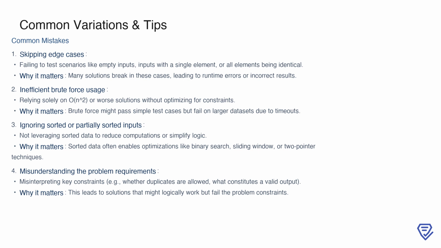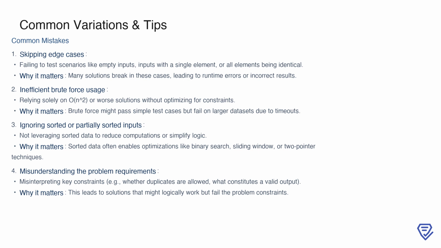Another mistake is relying on inefficient brute force approaches. While these methods are easy to write, their time complexity, like O(n²) or worse, can cause them to fail on larger datasets due to time limits. Additionally, ignoring the properties of sorted or partially sorted inputs can lead to missed optimization opportunities. Sorted data often allows you to implement faster methods like binary search, sliding windows, or two-pointer techniques.